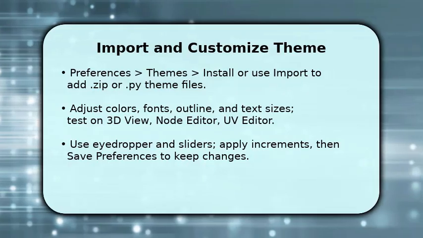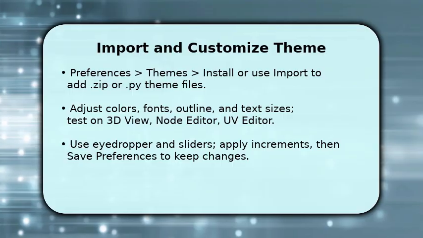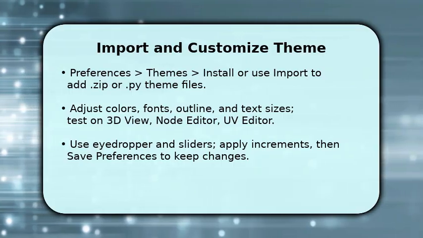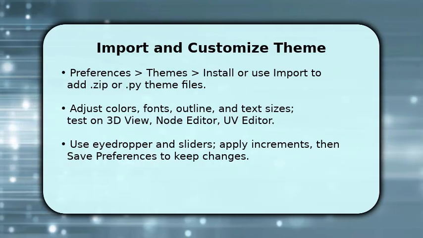Next, you import the theme file through Preferences. Choose Install and select the zip or Python file. Blender will add it to your list. Now customize: change UI colors, contrast, and font sizes.